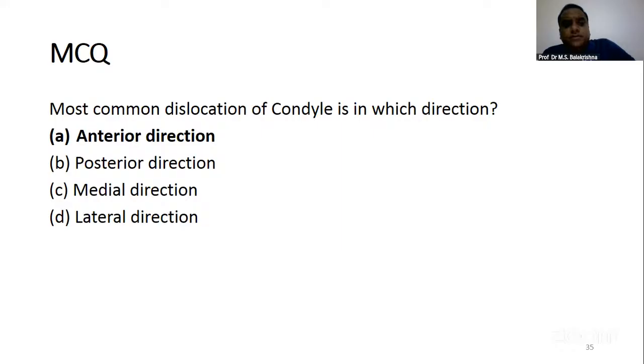Next question. Most common dislocation of the condyle is in which direction? Whenever there is a hit, the condyle goes anterior, inferior, and medially because of the muscle pull. Antero, inferior, and medially. Please remember that. For this, you should know all the muscle pulls of the different fractures, in which direction the anterior fragment and the posterior fragment move. That is one big class in itself. That also you should know.